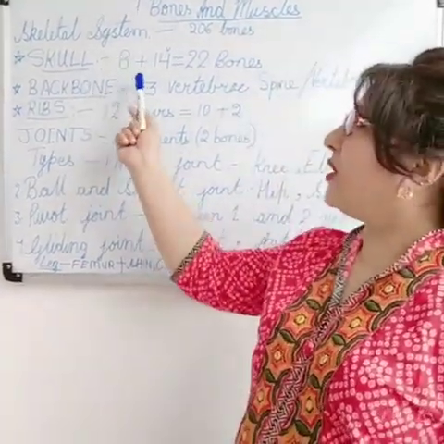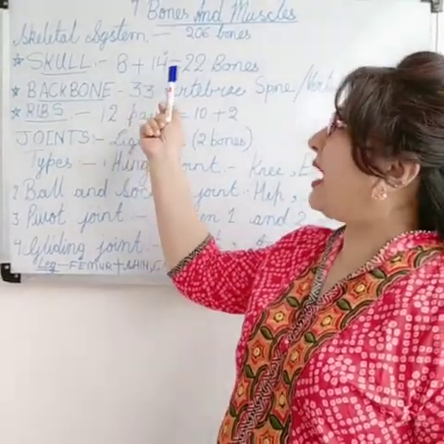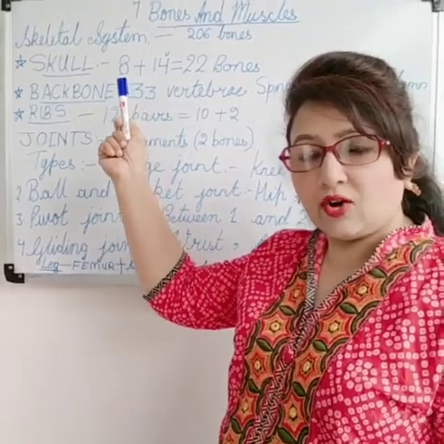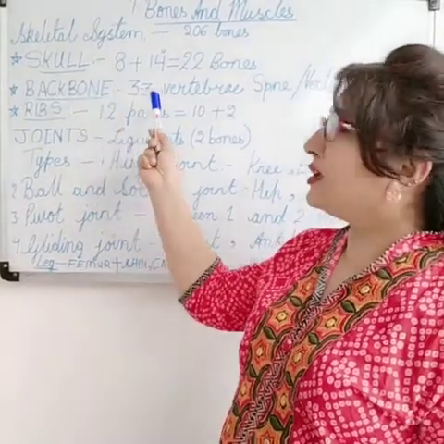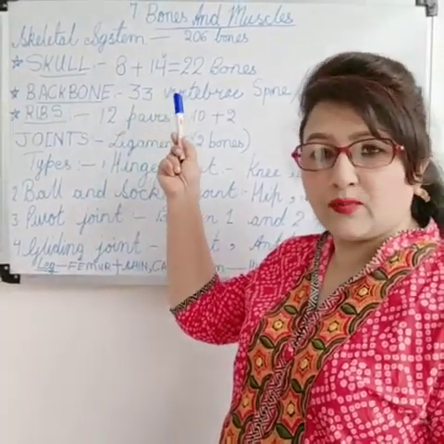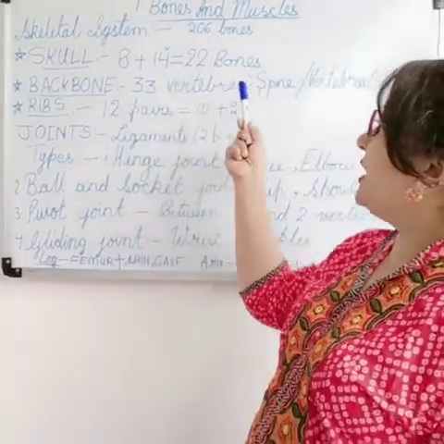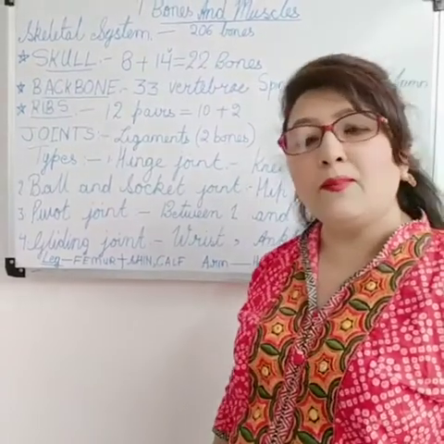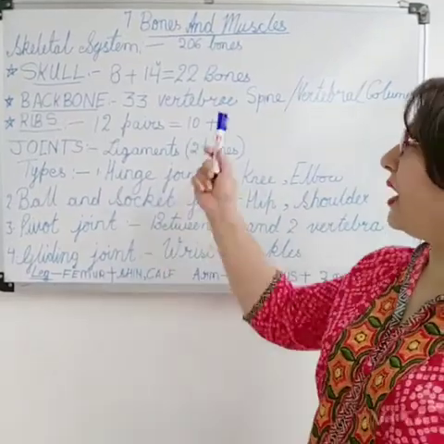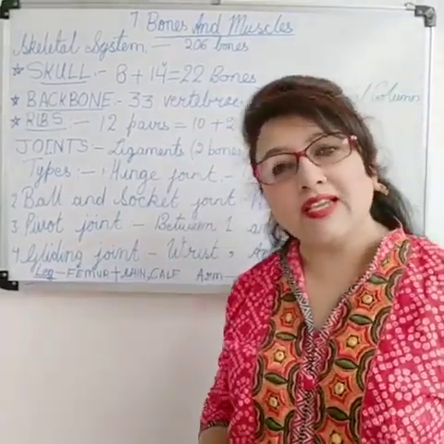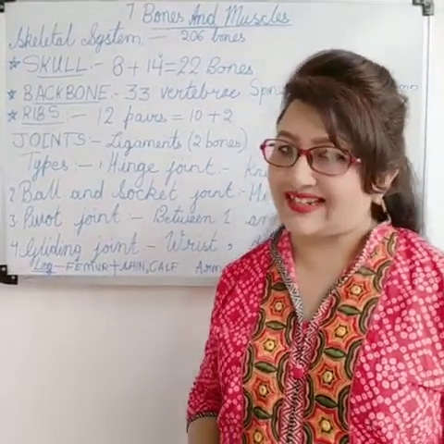It comprises 22 bones total, 8 being in the head area and 14 in the facial area, or in the face. Next to it is the backbone. The backbone consists of 33 small vertebrae which are ring-shaped, and they have a hole in between. These vertebrae make together the backbone, which is also known as the spine or the vertebral column. And through these holes, the spinal cord passes, which is a delicate internal organ and has to be protected.